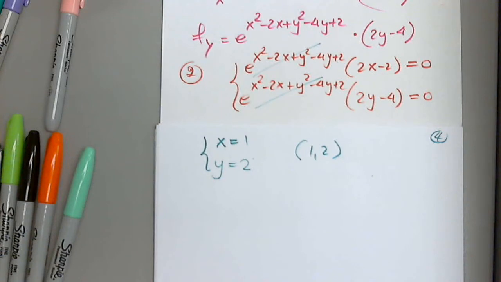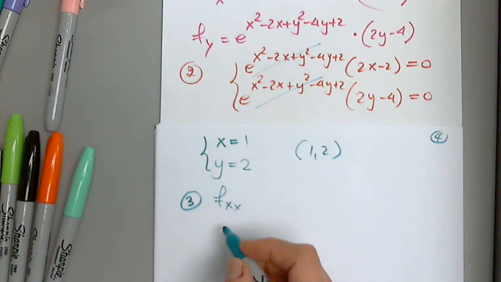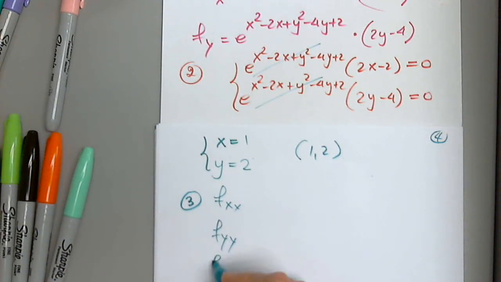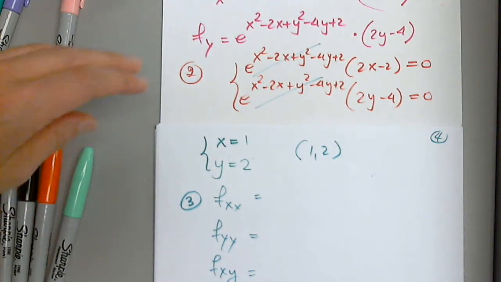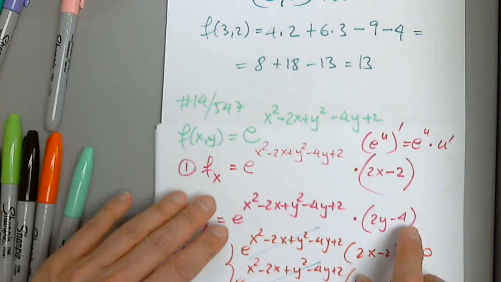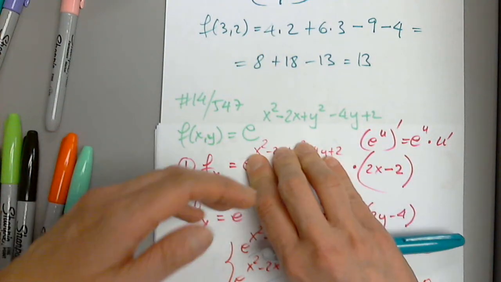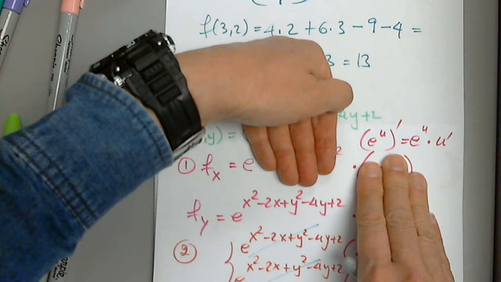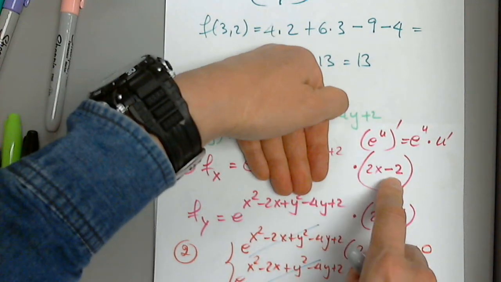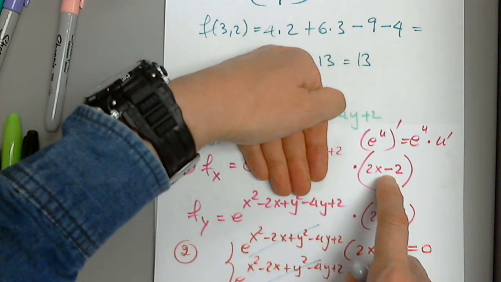Perfect. In step 3, we determine more derivatives. We determine fx, fxx, fyy, and fxy. And then we will plug in (1, 2) in all of them. Okay, it's a mess. Why is it a mess? Because it's a product, and I have to use the product rule. So this is function 1, and this is function 2. First function prime times the second one, plus the first times the second one prime.